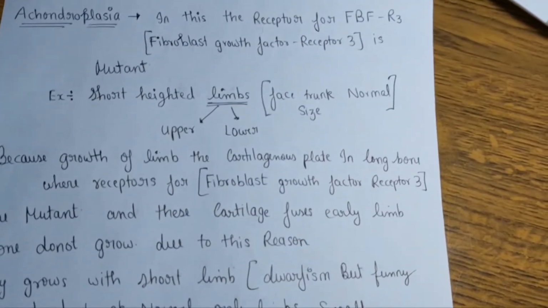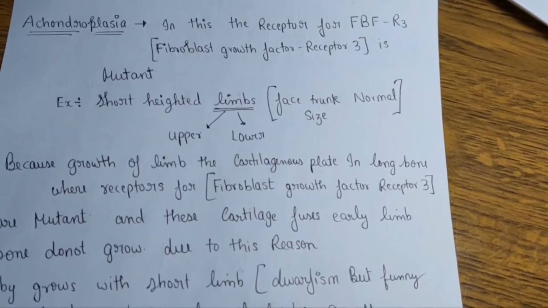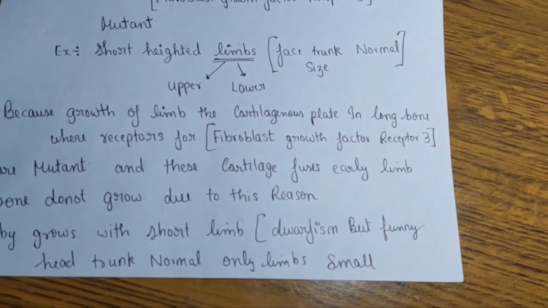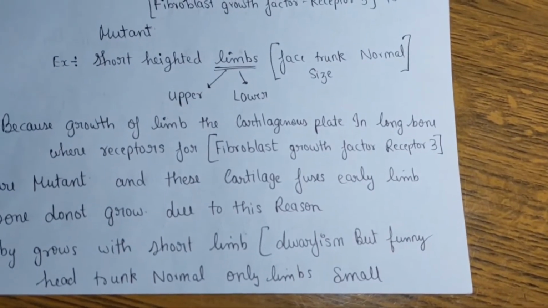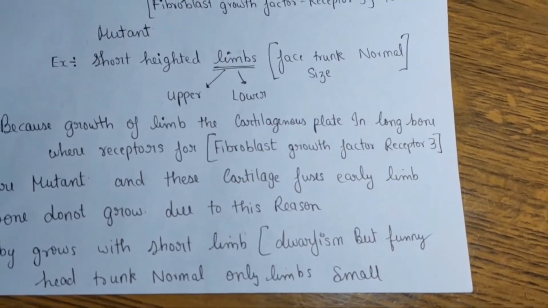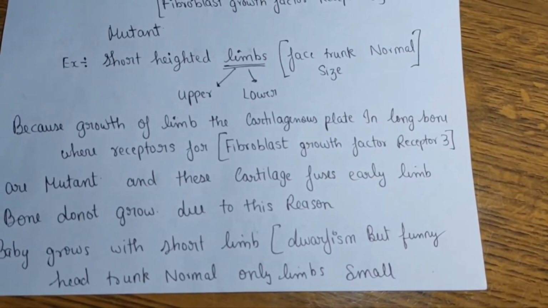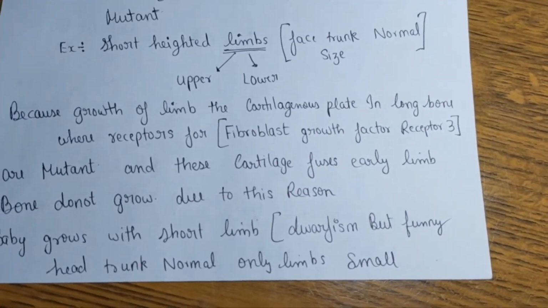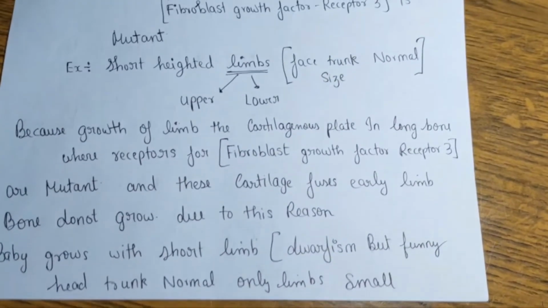Why is this so? In achondroplasia, as we know, the fibroblast growth factor receptor 3 is mutant, and for growth of limbs the cartilaginous plate is present in the long bones, and those plates have fibroblast growth factor receptor 3. If it is mutant, the cartilaginous plate will fuse early in life, and the limb will not grow fully. As a result, the baby will grow with short limbs. It is not dwarfism because the full body is not small, only the limbs are small, whereas the face and the trunk are of normal size.